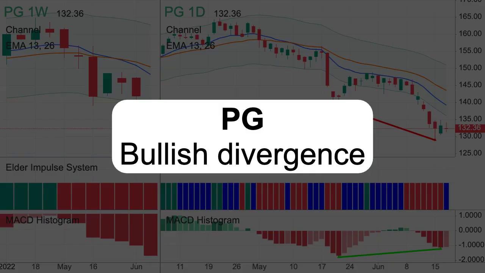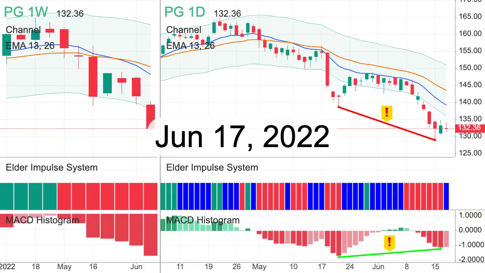Let's consider the stock of the Procter & Gamble Company. On June 17, 2022, a bull divergence formed in a downtrend. This is a strong buy signal. There is a first light bar on the histogram. Are you ready to submit a buy order?